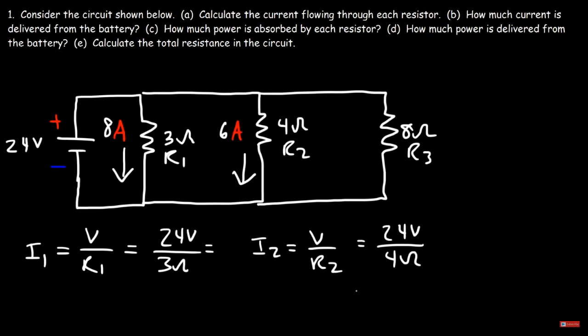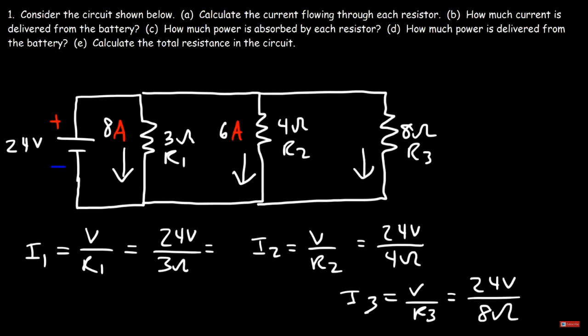Now for I3, we're going to do the same thing. It's going to be V divided by R3. So 24 volts divided by 8 ohms. And so I3 is equal to 3 amps. Now let's calculate the total current.